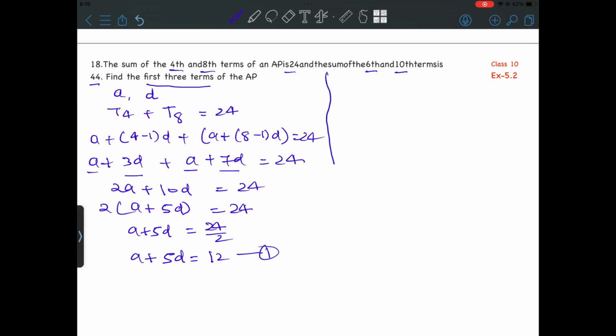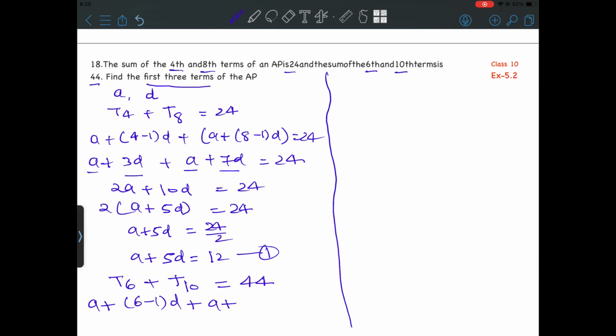So now we have to utilize the second condition also. That says that sixth and tenth term, right? So what we'll do, T of 6 plus T of 10 is equal to 44. It means that A plus (n minus 1)D, right? So A plus 6 minus 1 D plus A plus 10 minus 1 D is equal to 44. If you solve this further, that gives you A plus 5D plus A plus 9D is equal to 44.